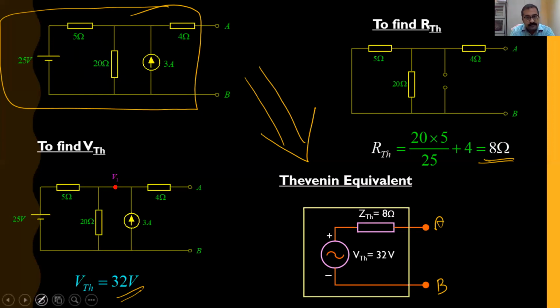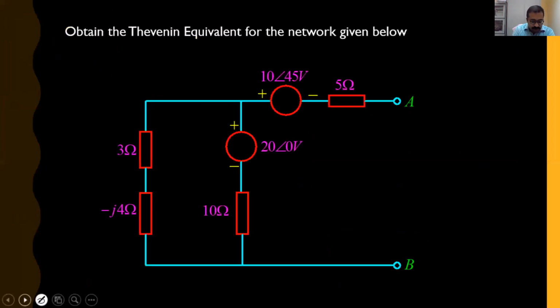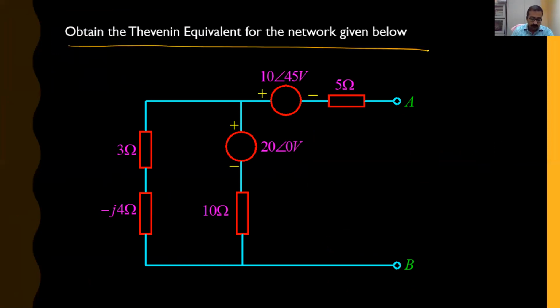Am I clear? Let's try one more example. Obtain the Thevenin equivalent for the network given below. These are the load points A and B. Here we have 3 ohm, minus j4 ohms. This is a voltage source 20 angle 0. This is a 10 ohm impedance. This is a source of 10 angle 45 volts. And here we have a 5 ohm resistance.